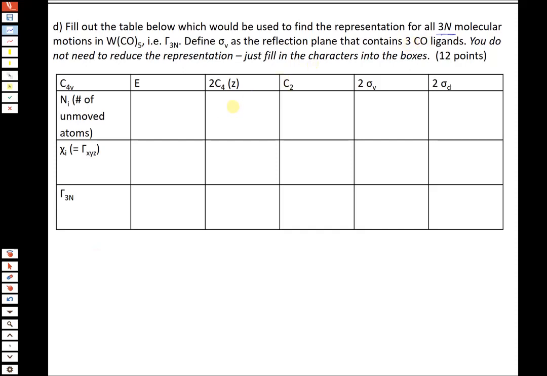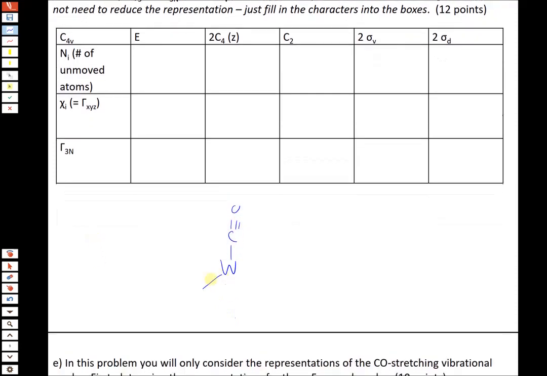So this follows the general approach that we use for normal modes. Now the first thing to recognize is here we're looking for all of the normal modes. We have to consider all of the atoms in the molecule. So again, this is WCO5. So we have a CO in each of those 5 positions. Alright, so the first thing we do is this one that we abbreviate here as Ni, which is the number of unmoved atoms. So the total number of atoms in the structure, we have a tungsten at the center, and we have 5 carbonyls. So the total of 11 atoms.